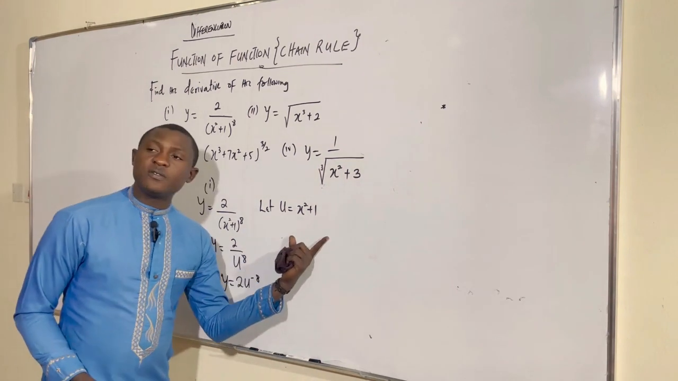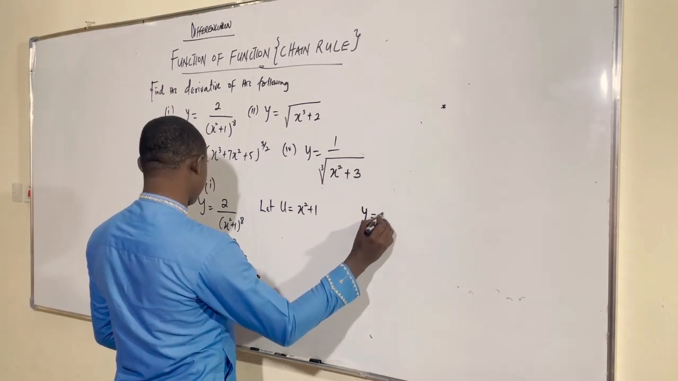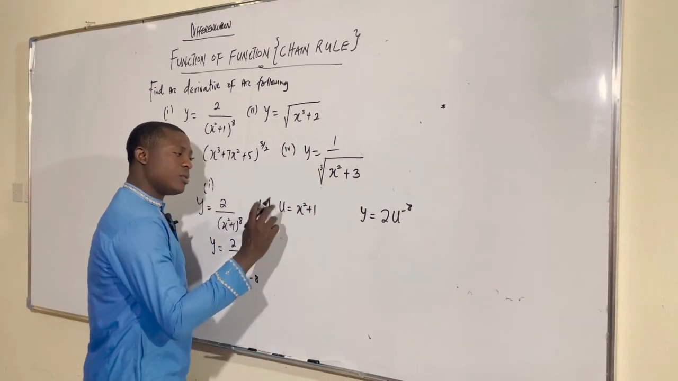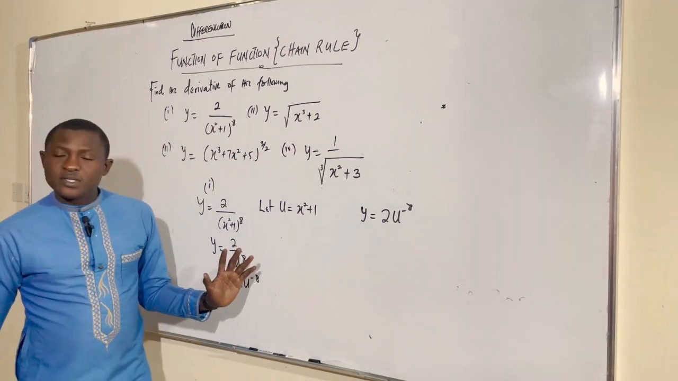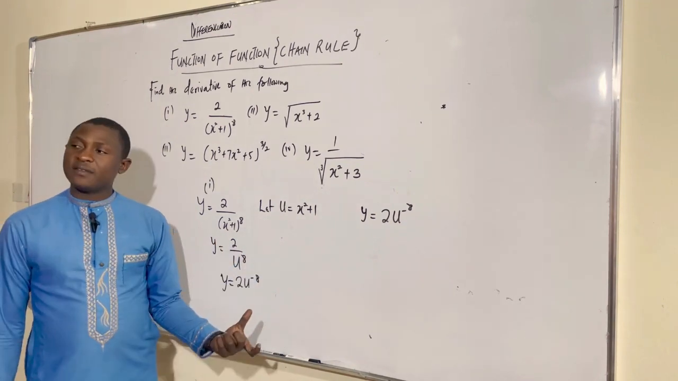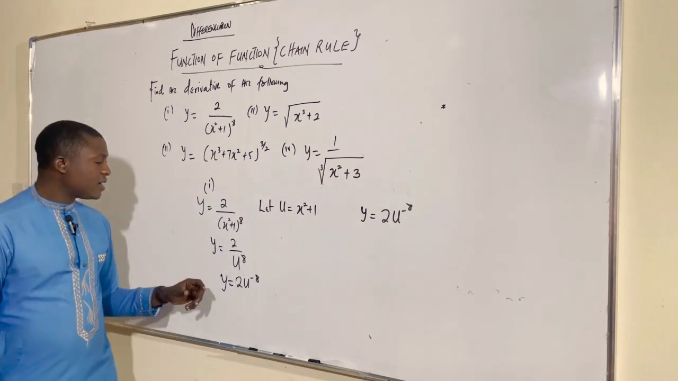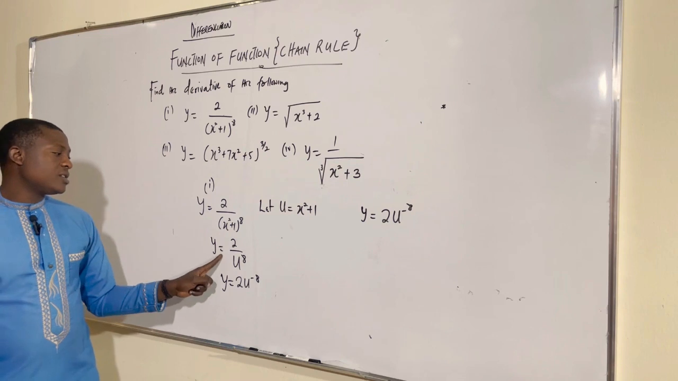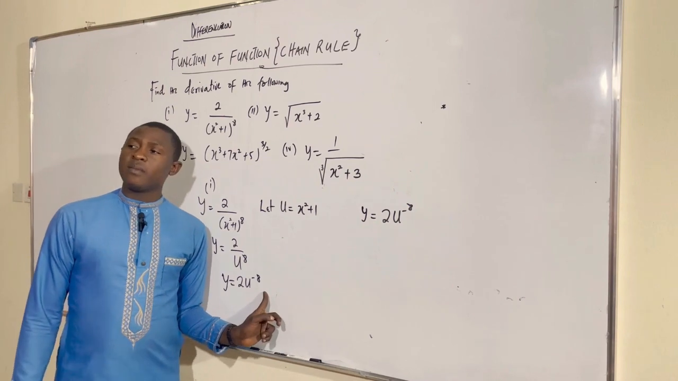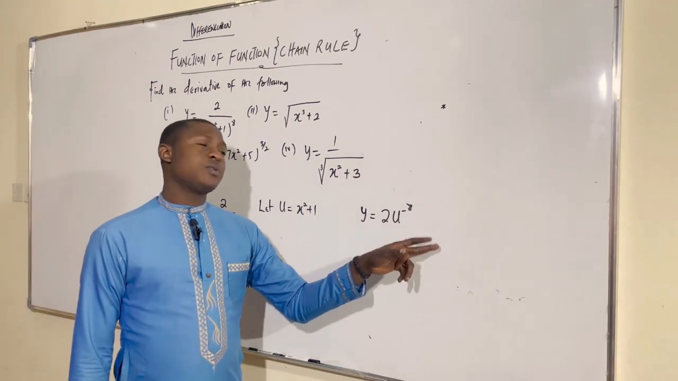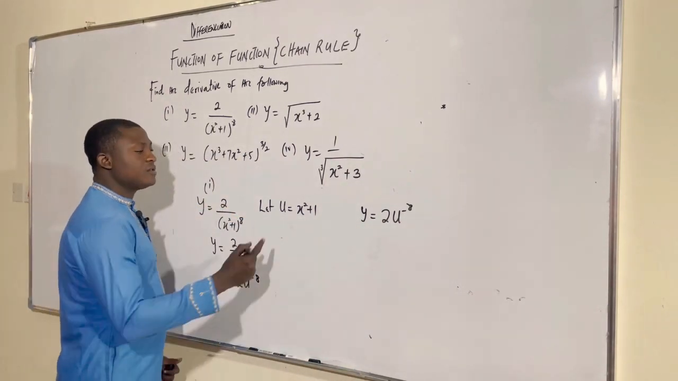So I will differentiate the first one, and also I will differentiate the second one. Let me explain this again. We let what we have in the bracket be a single alphabet. We use u, let u is equal to x squared plus 1. Then y is equal to 2 over u raised to the power of 8, meaning y is equal to 2u raised to the power of minus 8. I will differentiate the first one, and at the same time the second one. So here we have u and x.